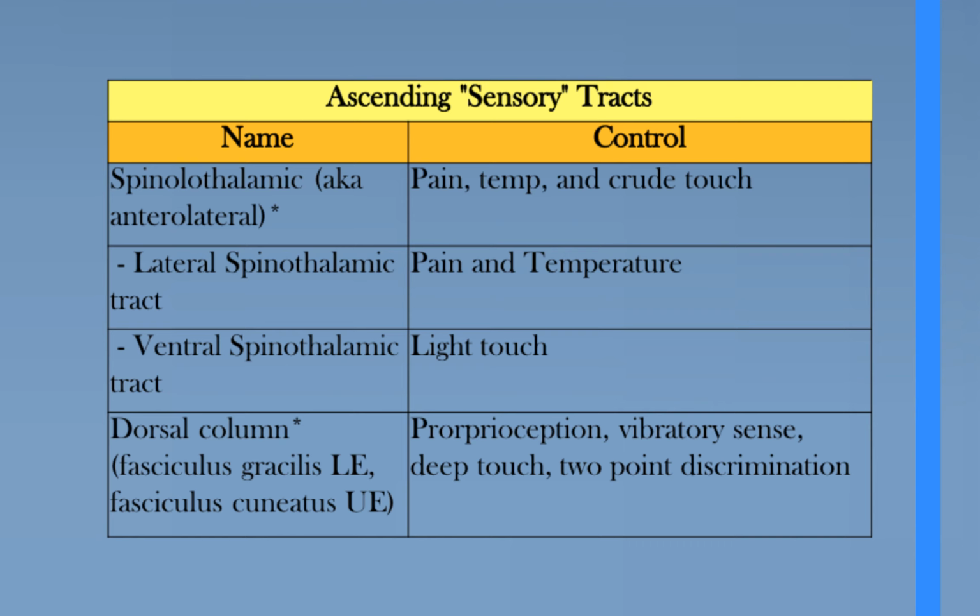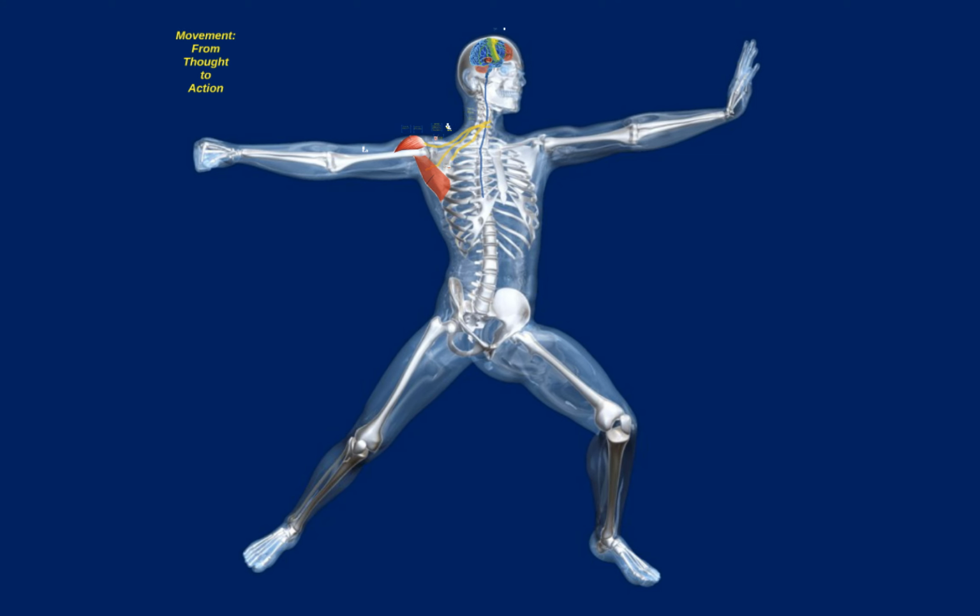Lastly, of the ascending sensory tracts is the dorsal column, which is going to carry information related to proprioception, vibratory sense, deep touch, and two-point discrimination. All in all, this information is going to carry the afferent information back to our brain to ensure that our cerebellum, as well as our premotor cortex and our primary motor cortex, have all the information required to modulate the movement and to continue to perform the movement smoothly.